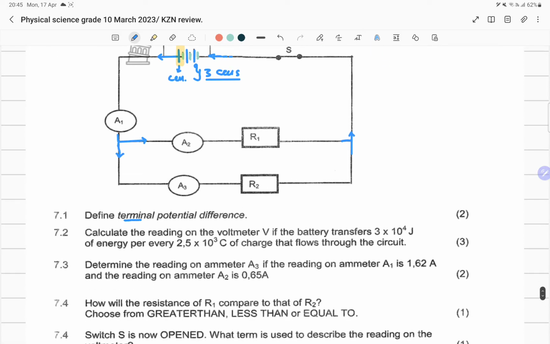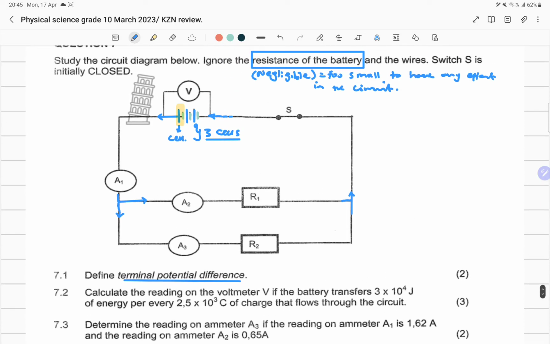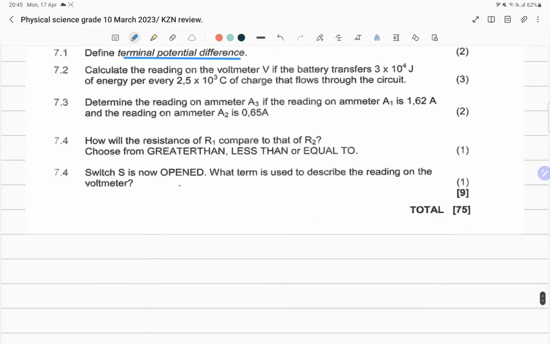It says define terminal potential difference. Okay, so basically this is the potential difference across the terminals of the battery when the current is passing through the circuit. That's what it is. This is what is supplied in the circuit.